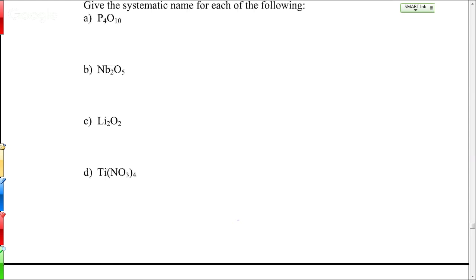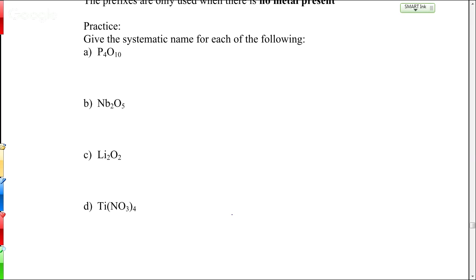Okay, before we go to the practice, let's just do a couple. P4O10 is actually P2O5, it is often named as P2O5. So let's name these. What would P2O5 be? I'll type it. P2O5, what do you think? Want to give it a shot?